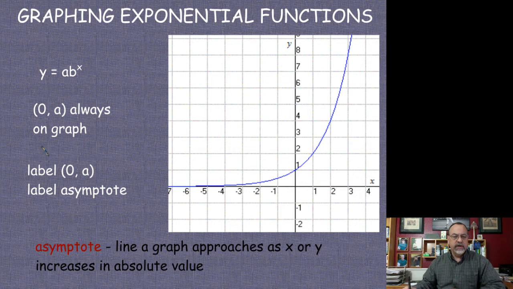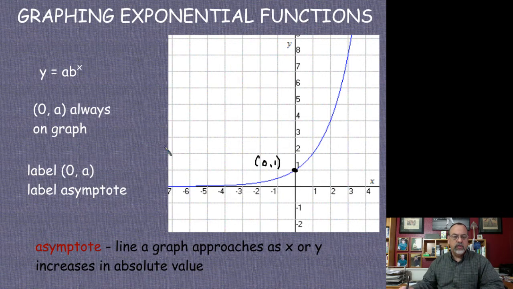So the first thing we want to look at is the fact that (0, a) will always be on the graph. You remember (0, a) is the initial population. When I plug in 0 for x, b to the 0 power is 1. 1 times a is a. So when we substitute 0 into the equation, a will always be the value that's produced. So (0, a) will always be on the graph. So you want to label that point (0, a) and then whatever that point is. Now, this is the parent function.